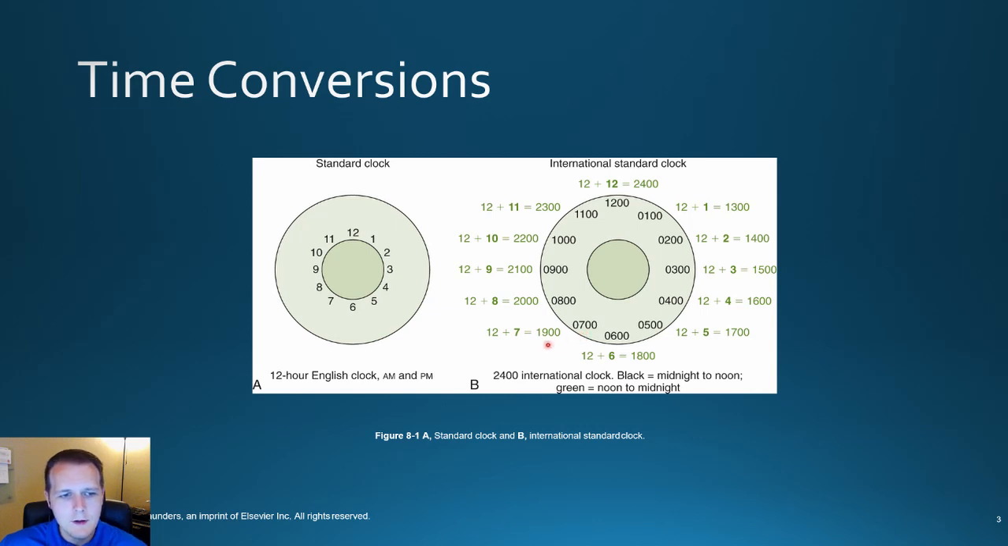The way to convert from the standard 12-hour clock over to the international 24-hour clock is just to add 12 to it. So if you're supposed to give this medication at 8 p.m., 8 plus 12, you're going to get 2000. Now, occasionally midnight will be either 2400 or four zeros, 0000. Either one of those would be totally appropriate.